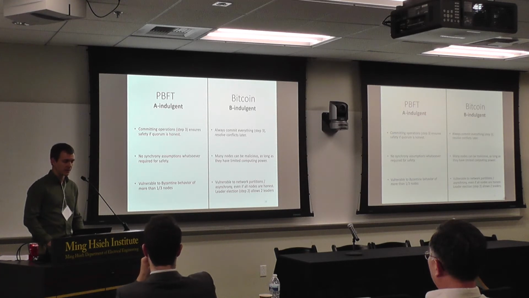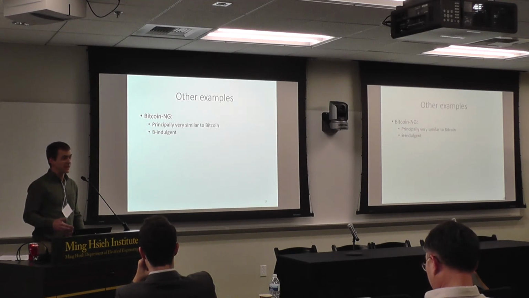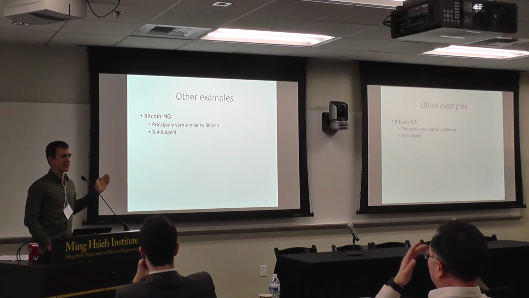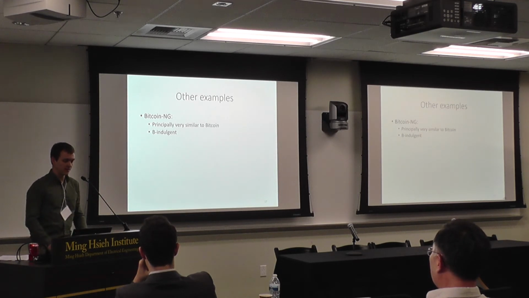All right, I'm slightly running out of time, so I'll go just quickly about other examples of protocols. For example, Bitcoin NG. That's another example of a B-indulgent protocol. It is different than Bitcoin, but if we actually try to use our scheme and fit Bitcoin NG in this four-step scheme, it turns out that most of the steps are principally very similar or the same. So in this sense, it doesn't really differ too much, and it's also B-indulgent.